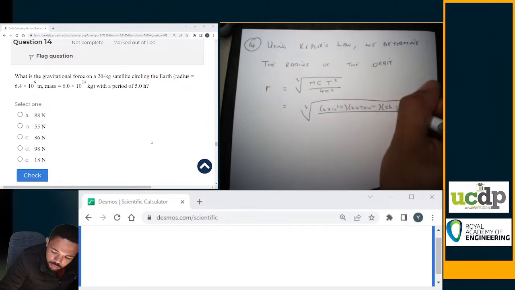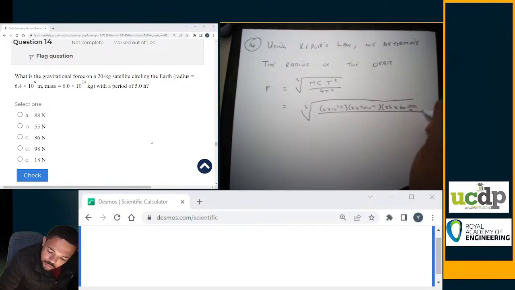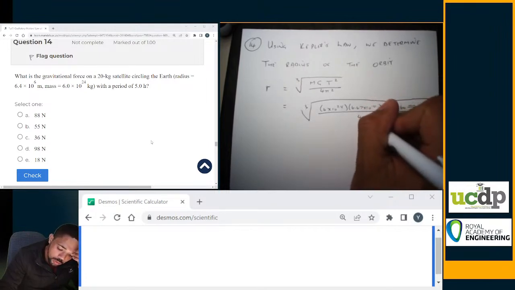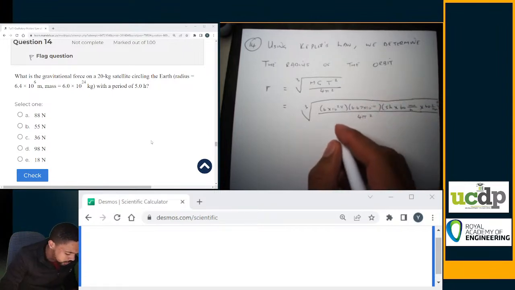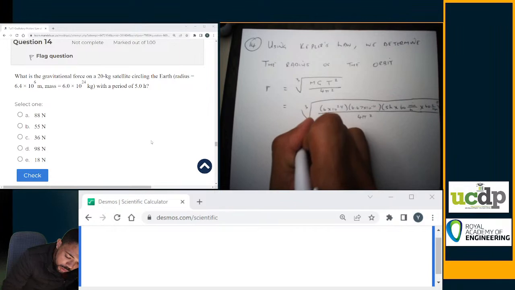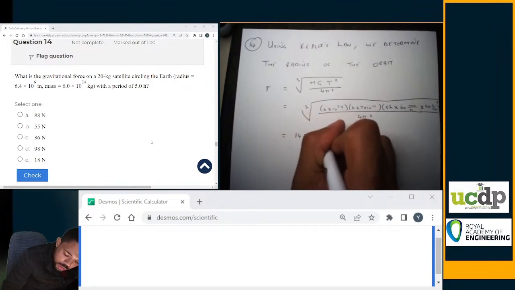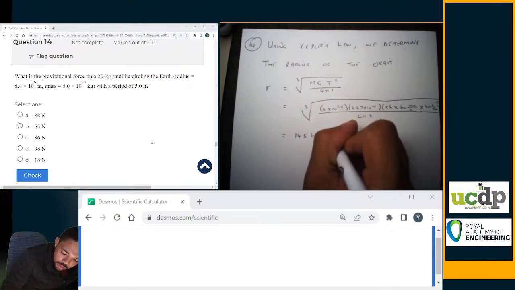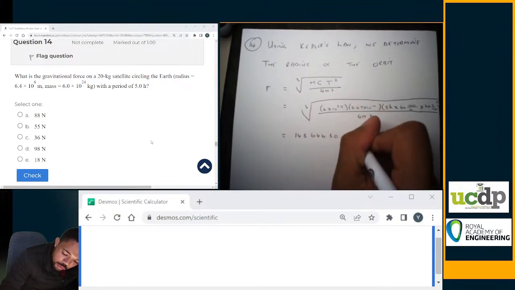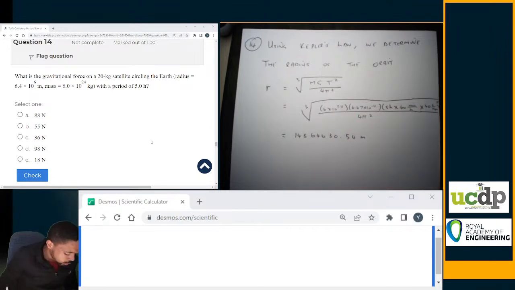The period is 5 hours times 60 minutes per hour times 60 seconds per minute. And that period should be squared over 4 pi squared, giving us the radius of this orbit as 1.486463 times 10 to the 7 meters. That is the radius of this orbit.